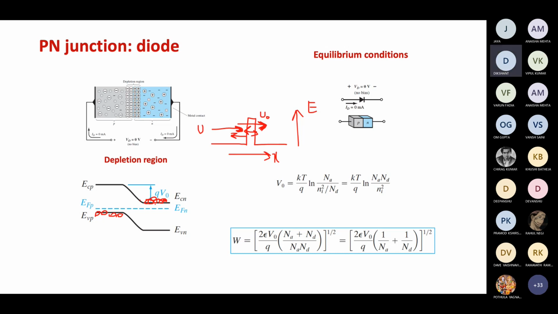Sir, why do electrons not come to EVN from ECN? EVN is totally filled. There is no vacancy here. In order for an electron to make a transition, it should also have available states. There is no available state here. Yes, sir. Available states are here or here.